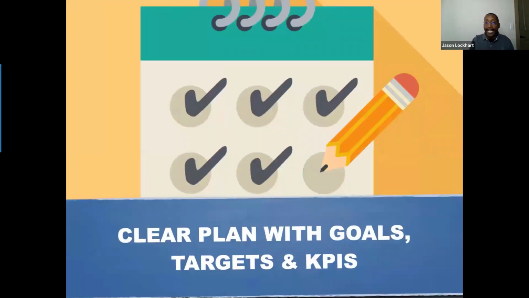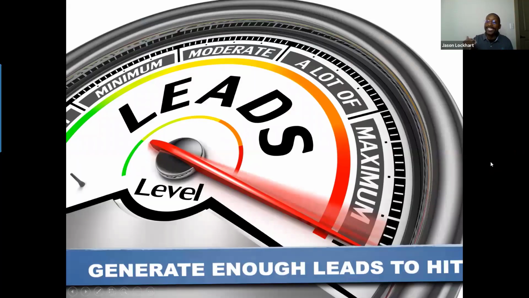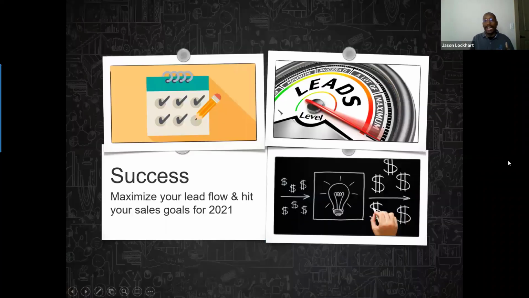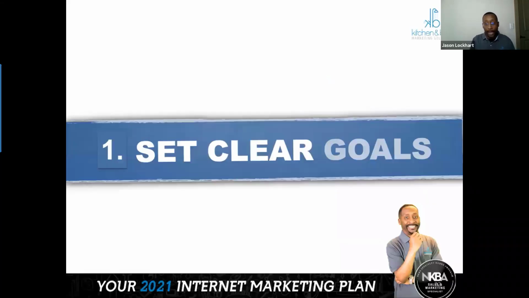And it's all about creating a clear plan and a goal for next year that has detailed targets and KPIs, key performance indicators, so you know what the goal is and what you want to hit, so you can generate the leads and hit that target. And when you set the target, you have the leads, you know who your client is, you can get that right return on investment, which we're all after, that ROI. So we're here to have success, maximize lead flow, and hit the goal in 2021.